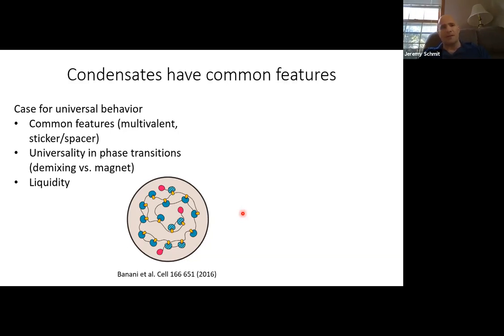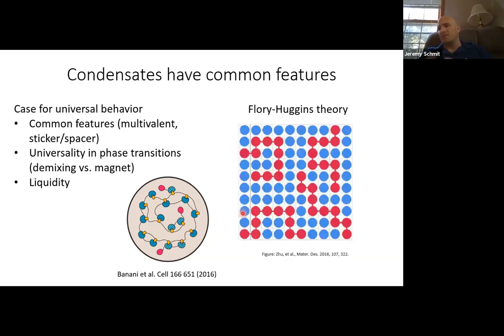And finally, as I'll get into later in the talk, the very fact that we have liquidity in these things is suggestive that there's some sort of universal behavior. Liquids are inherently disordered, and this would seem to make the fine details of given systems less important. And so based on these sorts of things, we might expect that existing theories, things like Flory-Huggins, might be great descriptions of these sorts of systems that we can use.